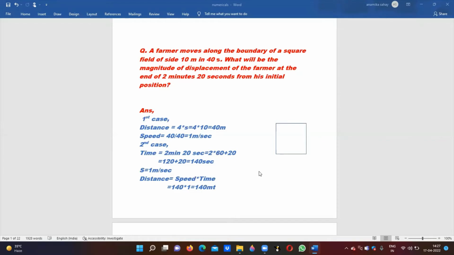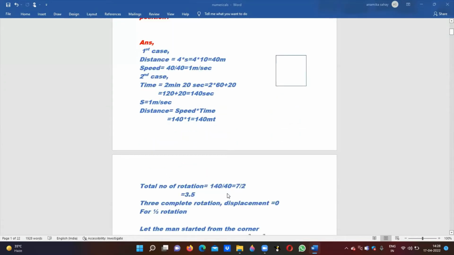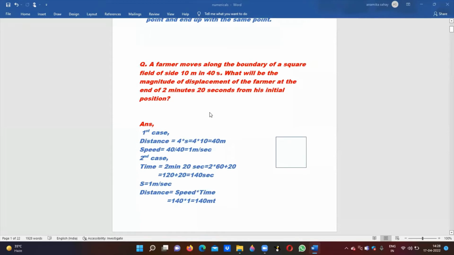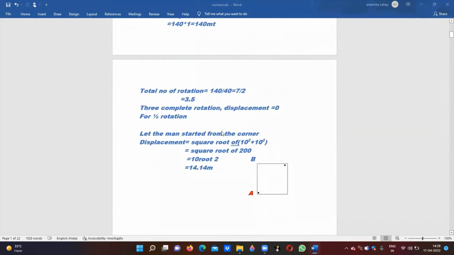Now we have to calculate the magnitude of displacement of the farmer at the end of 2 minutes 20 seconds. So first we will convert this minute into second. Time will be 2 minutes 20 seconds, that is 2 into 60 plus 20, that is 140 seconds. Now we have the speed, already calculated. Now distance will be speed into time, that is 140 meter. But we have to calculate the displacement. So we will first calculate the number of rotations. The number of rotations will be distance divided by 4 into side, the perimeter of the square. That will be 7 by 2, that is 3.5.